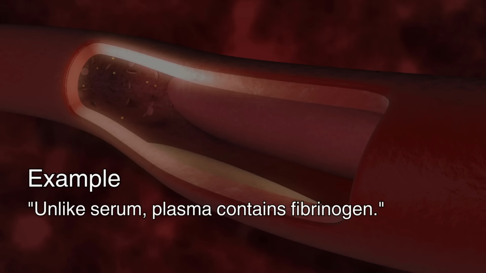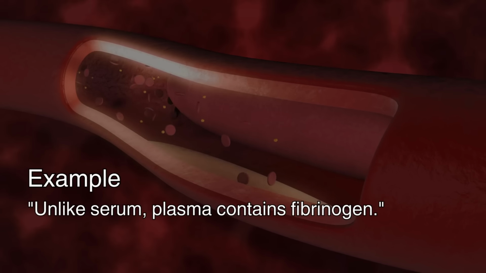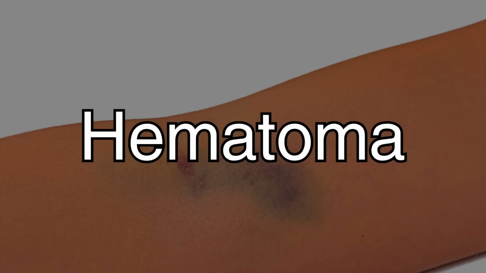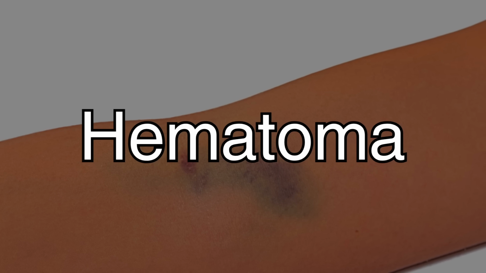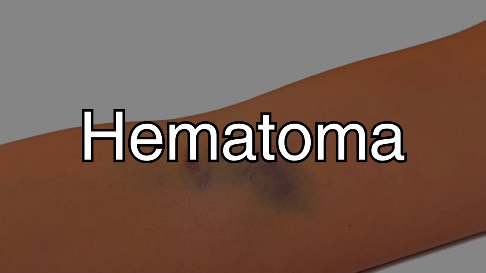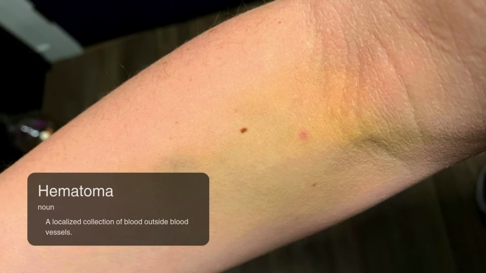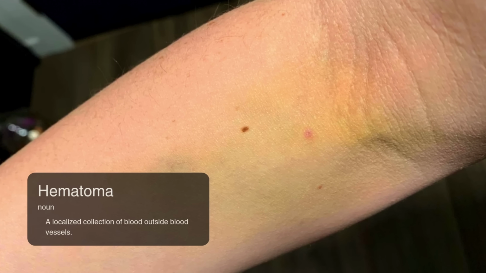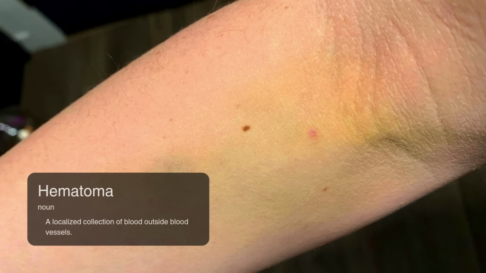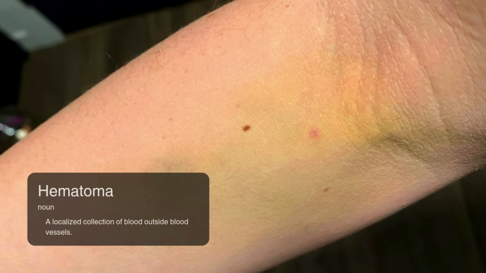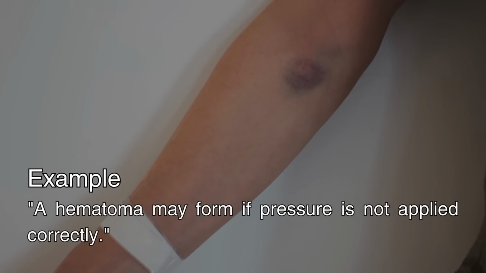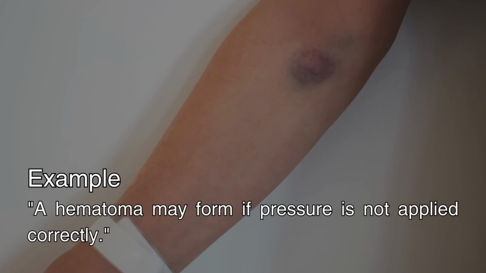Unlike serum, plasma contains fibrinogen. Hematoma. A hematoma is a localized collection of blood outside blood vessels. A hematoma may form if pressure is not applied correctly.